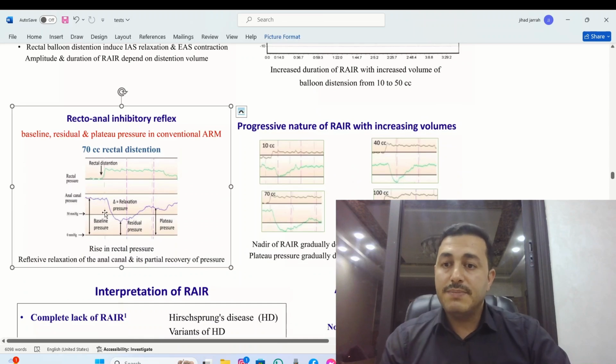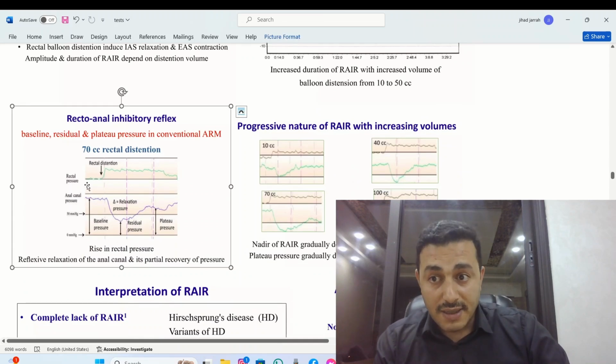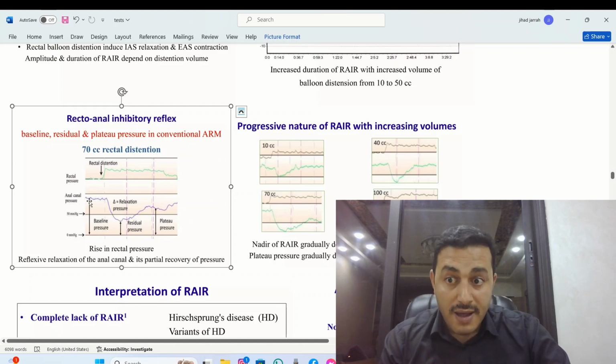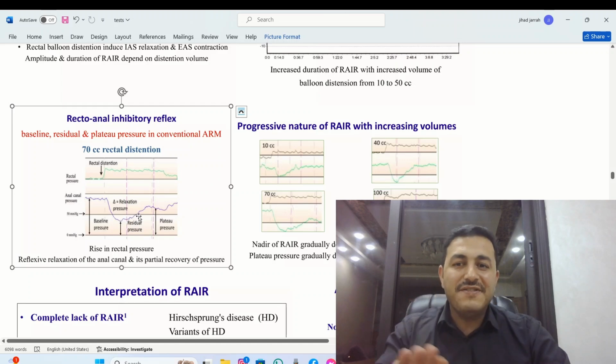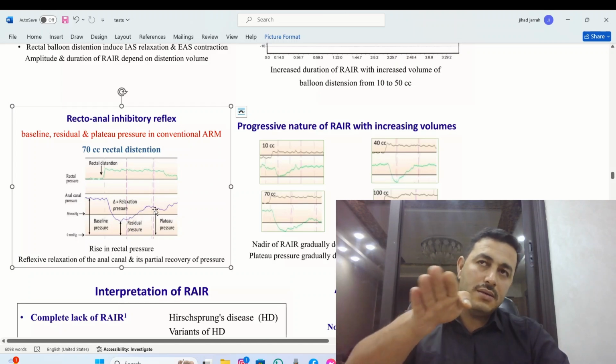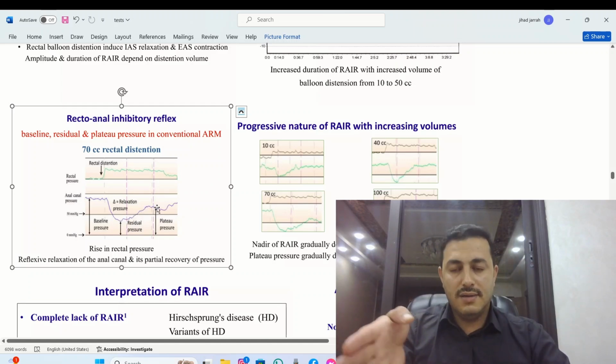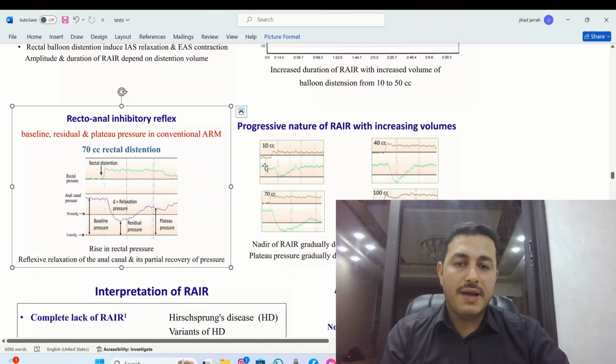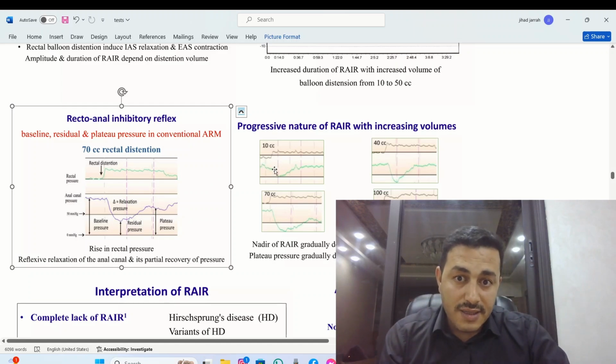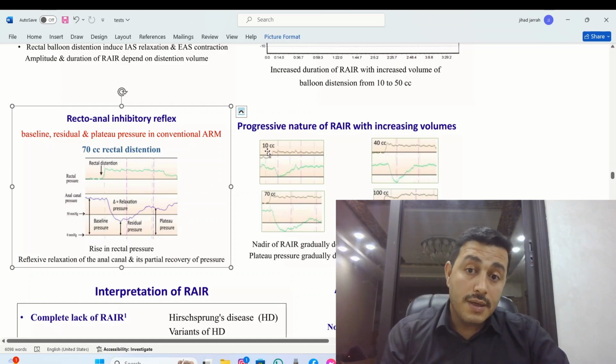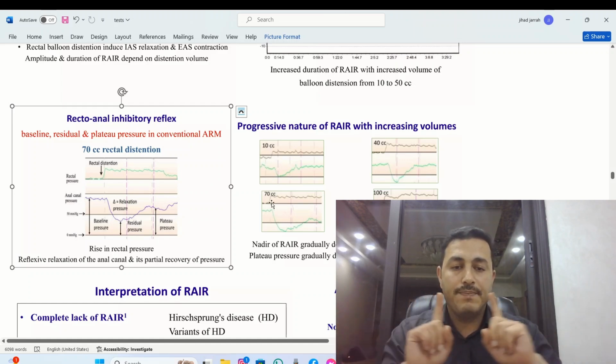Again, please look at this picture. We distend the rectum. This is the rectal pressure. We distend it, and what happens to the anal pressure, or the resting pressure? It decreases. After a while, it returns to normal, as you see here. We distend the rectum, the anal pressure decreases. We distend the rectum again. You can see that it depends on how much you distend the rectum.